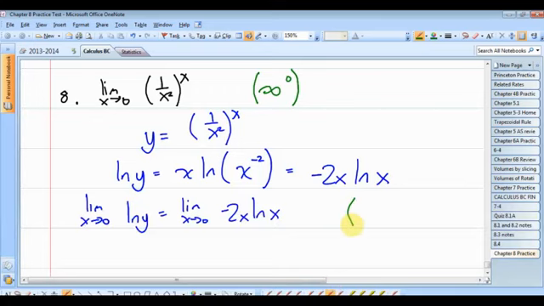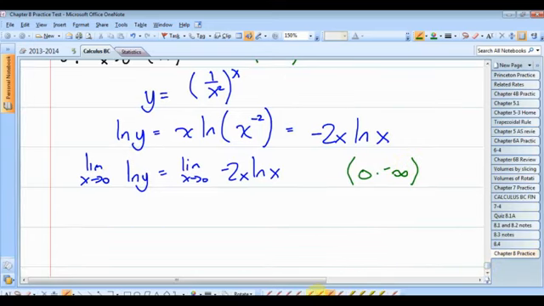Let's check our L'Hopital form. Plug in 0 here and you get 0. Plug in 0 here, you get negative infinity. Certainly. We're going to prepare this for L'Hopital. Limit as x approaches 0. You want that negative 2 on the numerator or the denominator? Kind of like it on the numerator, actually.